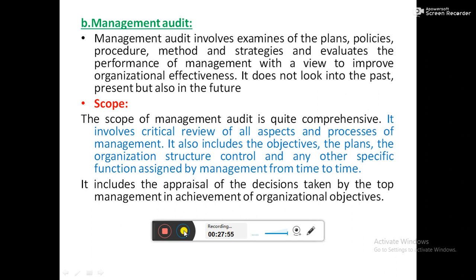The scope of management audit is quite comprehensive. It involves critical review of all aspects and processes of management. It also includes the objectives, the plans, the organization structure, control, and any other specific functions assigned by management from time to time. It includes the appraisal of the decisions taken by the top management in achievement of organizational objectives.